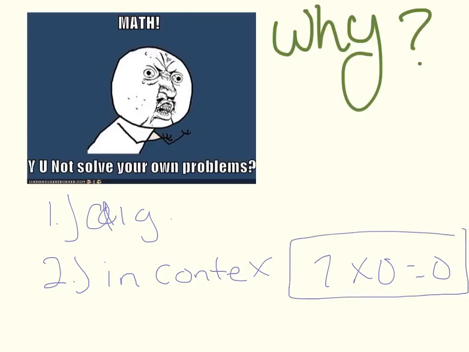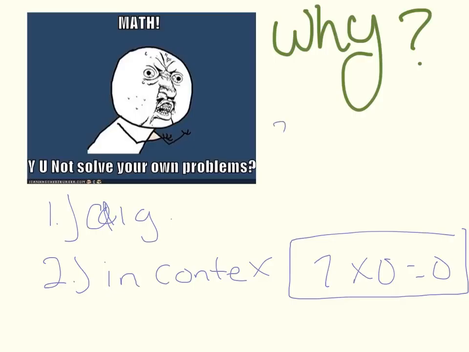So the second one is thinking about it in context. And what that means is just kind of understanding that these are simple ways for us to understand these problems. So instead of having to go back to your little chart and realizing, well, okay, 7 times 0 is 0, you're already going to know that. You won't have to deal with an array, you won't have to deal with grouping. You'll already kind of have this automatically programmed.